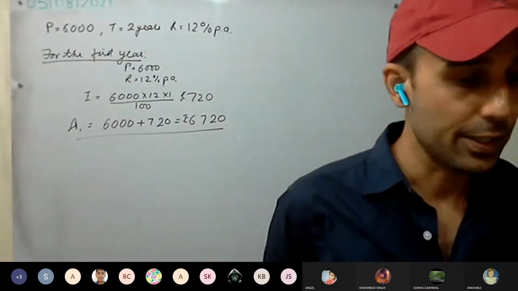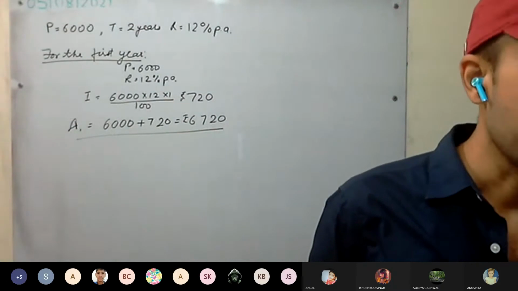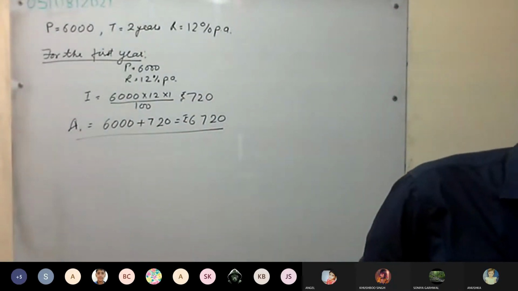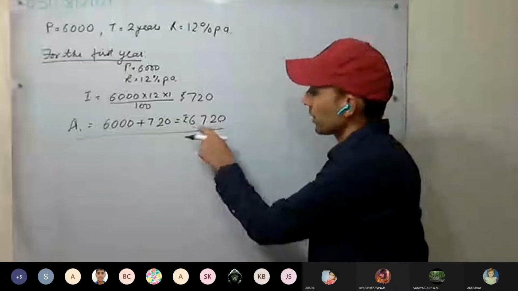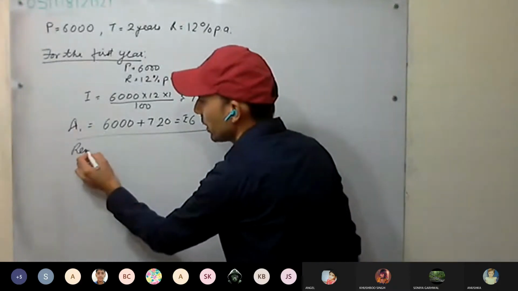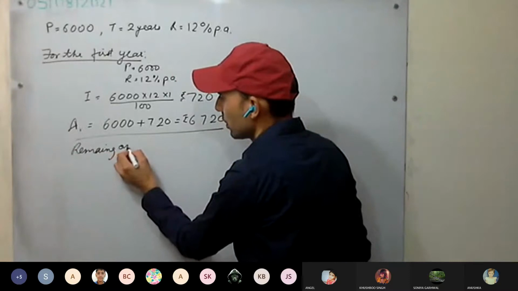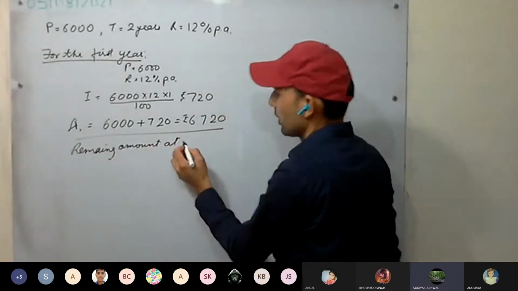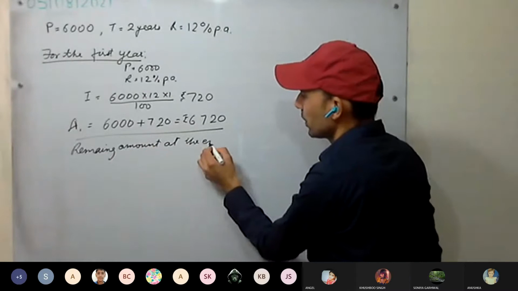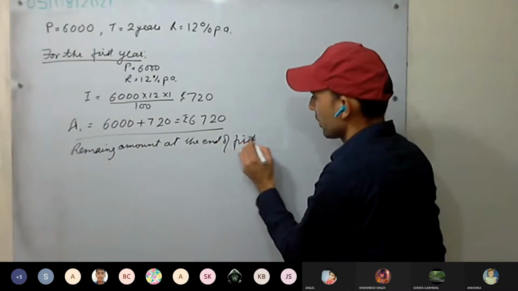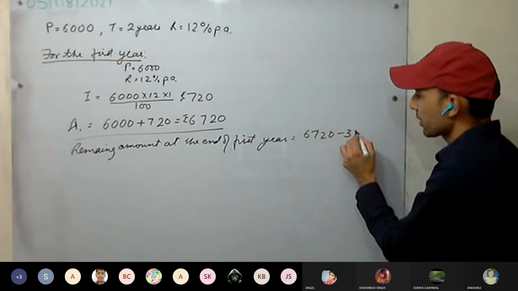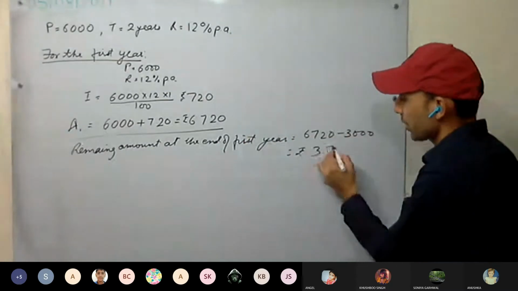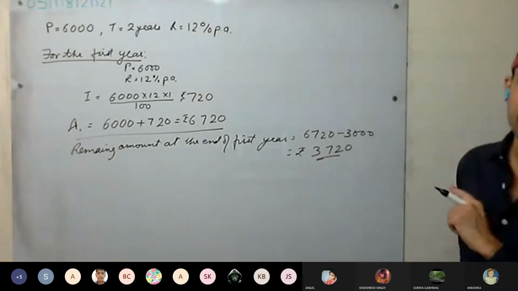Now see how much he has repaid. 3,000 at the end of each year. So he repaid 3,000. What is the remaining amount at the end of the first year? 6,720 minus 3,000. So this is rupees 3,720. Okay, this is the remaining amount now.